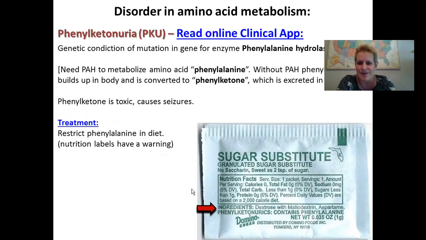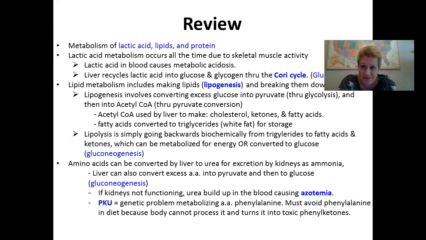Review, from Wednesday to today. On Wednesday, we talked about lactic acid metabolism and lipid metabolism, and today, Friday, we talked about protein metabolism. This ends the metabolism chapter, chapter 2, part 1. On Monday, we'll start chapter 2, part 2, which is cell transport, things like passive and active transport.